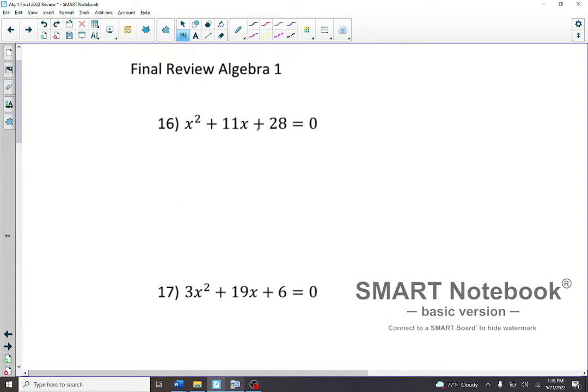Here, we're going to have to factor. So things that multiply to 28, that add to 11. X squared plus, I'm sorry, not x squared. X plus 4, x plus 7. And because these things are multiplying to each other and they equal 0, we can set them each to 0 and solve. So this is going to be a negative 4, and this is going to be a negative 7.